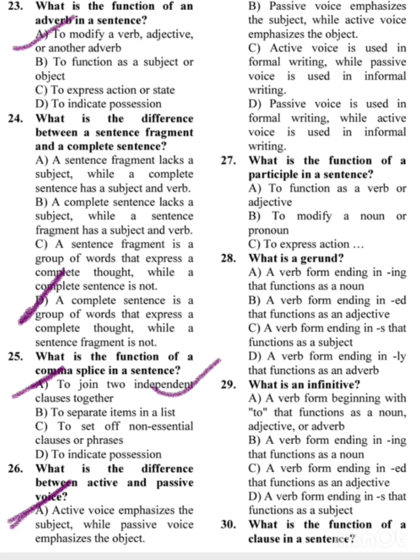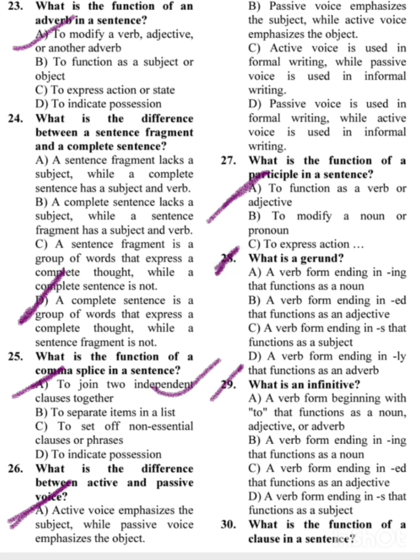Moving on to the 27th question, what is the function of a participle in a sentence? Again, option A is the correct answer. The function of a participle in a sentence is to function as a verb or as an adjective.